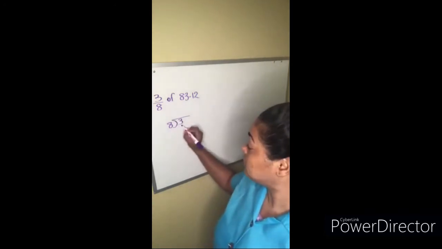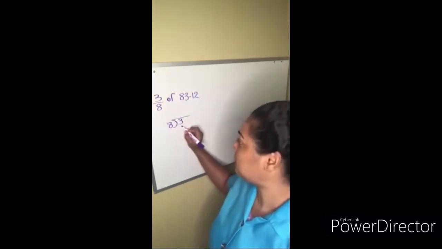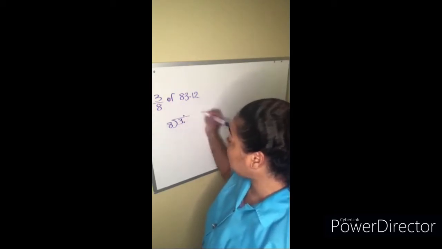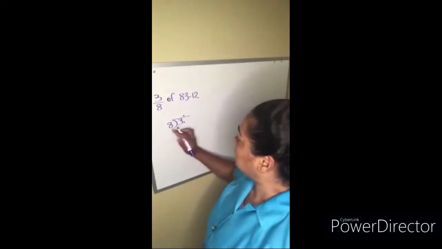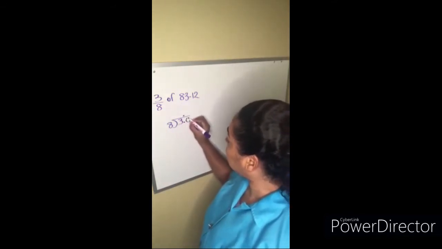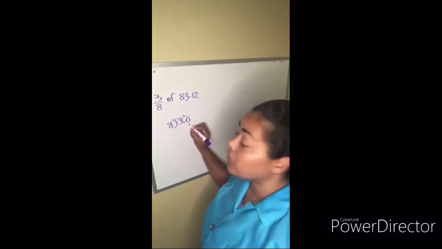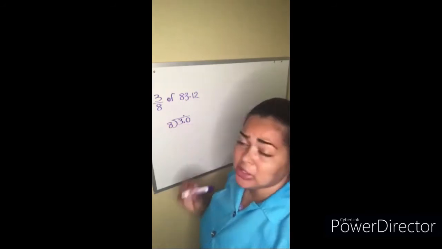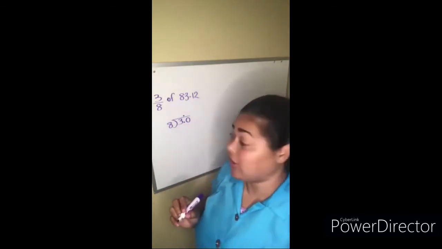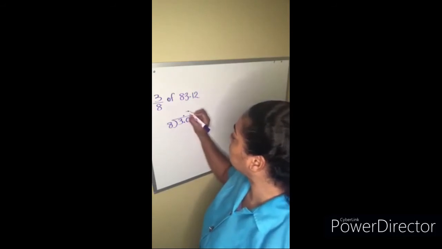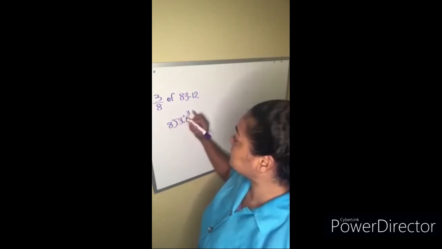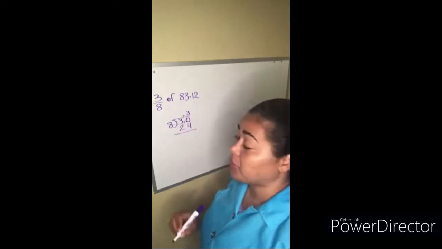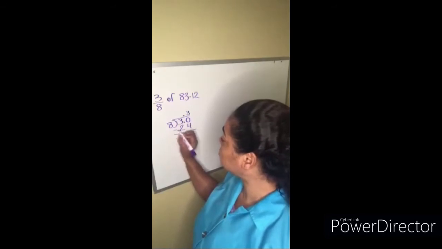Can 8 go into 3? No, it can't. So we're going to put a decimal here, and remember to put your decimal up here. Now we're going to add a 0 here, so this number now becomes 30. Can 8 go into 30? Yes, it can. It can go 3 times. 8 times 3 would give us 24. Now we're going to subtract.